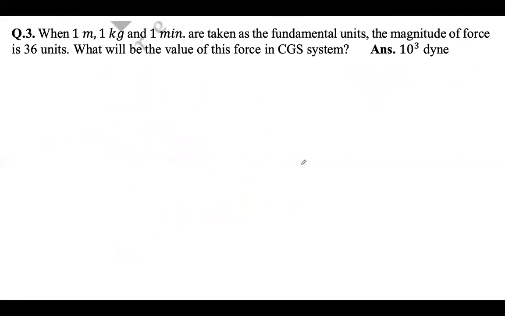Similarly, if you see this next question, where 1 meter, 1 kg and 1 minute are taken as fundamental units. You know, when you take 1 meter, kg and minute as units of length, mass and time, the magnitude of force is 36 units. What is the value of this force in the CGS system? We have to convert it into the CGS system.